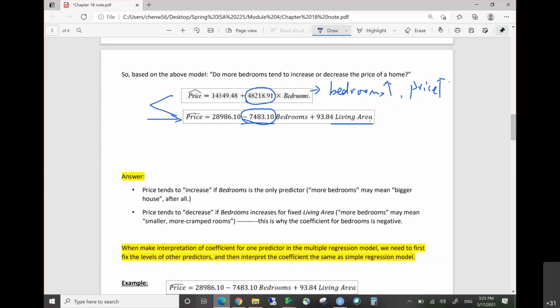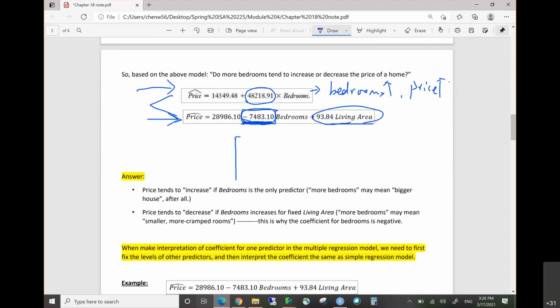We are using the same sample. It's just that one is the simple regression and the other is the multiple regression. We just add one more variable into our regression. Why did the coefficient change to negative? Think about it. Now, be careful in multiple regression. When we interpret the coefficient for each variable, we always need to control the other variables. We need to make other variables fixed. So now try to understand this negative value here.